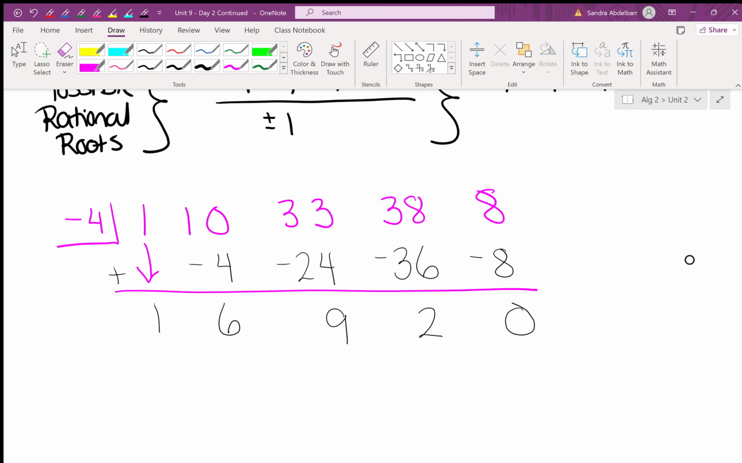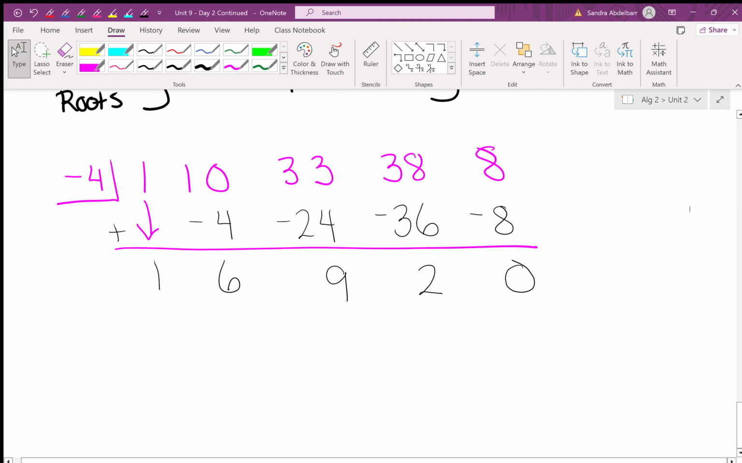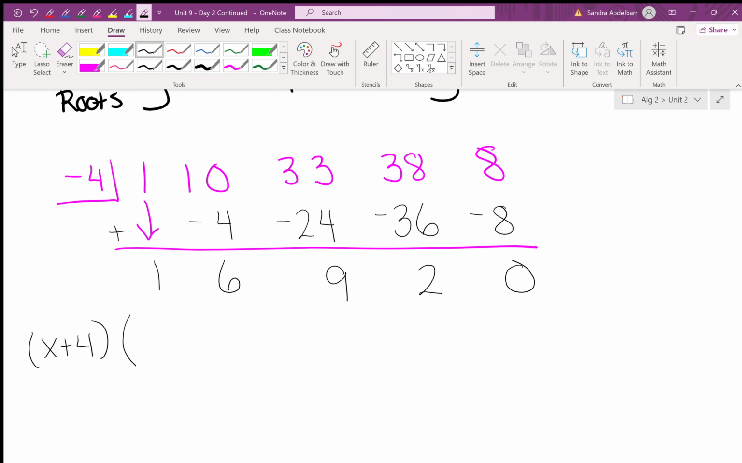So now, guys, the root is -4, but what's the factor? X plus 4. Yes? Do we understand? So the root is -4, but the factor is x plus 4. Now the next factor is going to be this polynomial with these leading coefficients, but 1 degree less than the original. What was the original degree? 4th. So this is going to be a degree of 3. So we're at x cubed plus 6x squared plus 9x plus 2.